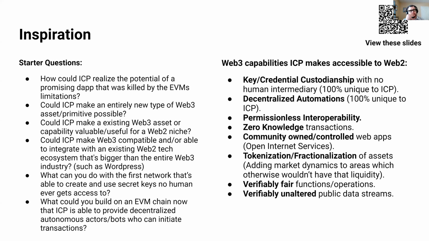And here I've listed some of the Web3 capabilities that ICP makes accessible to Web2. I'll go through these really briefly. We've got key and credential custodianship. To my knowledge, ICP is the first and only network that's able to create and use secret keys which no human ever gets access to, and that's pretty huge. The second thing is decentralized automations. Ethereum's EVM smart contracts cannot initiate transactions. They can only relay transactions, and there's no sense of asynchronous activity. However, since ICP smart contracts can be automated users on Ethereum, we can now add decentralized automations to Ethereum, and you can have initiative taken by a protocol, and you can even build asynchronicity into the EVM with that. There's all kinds of possibilities that opens up.